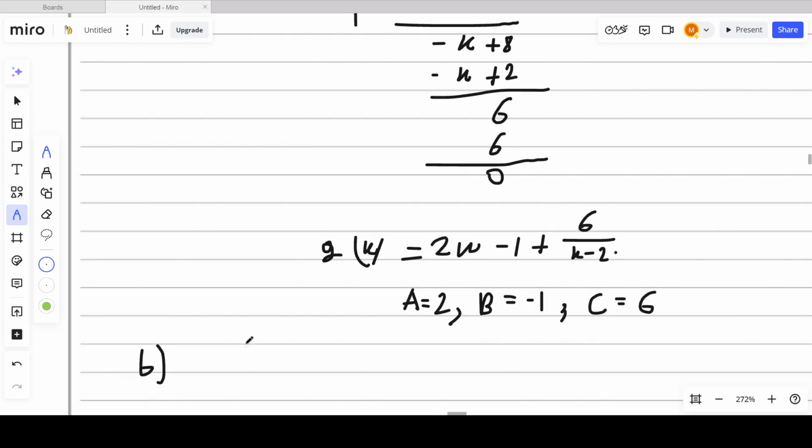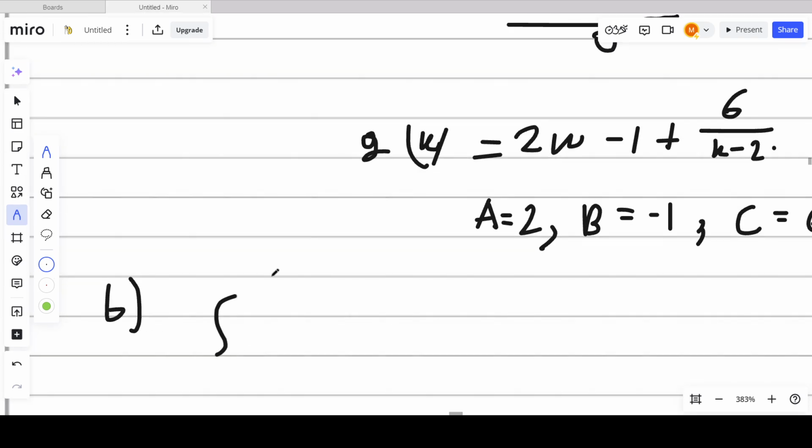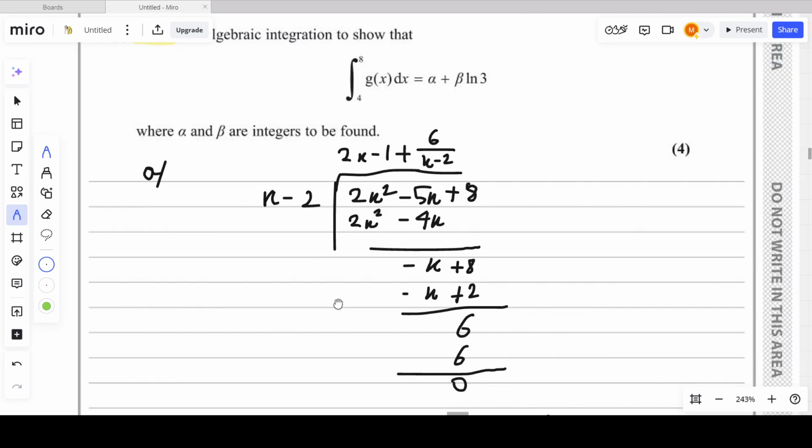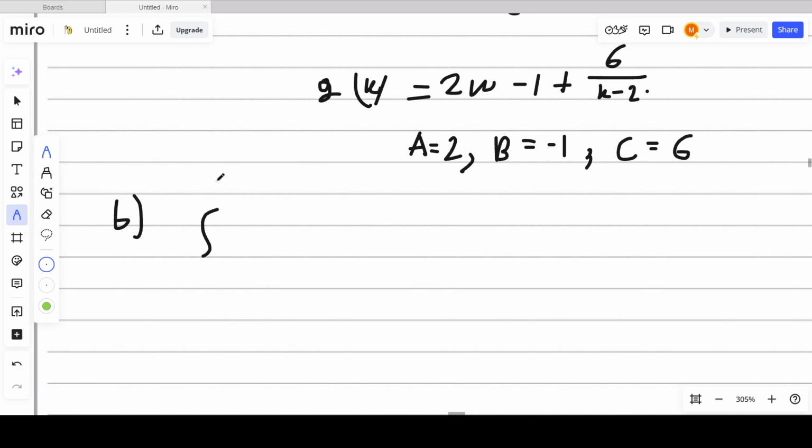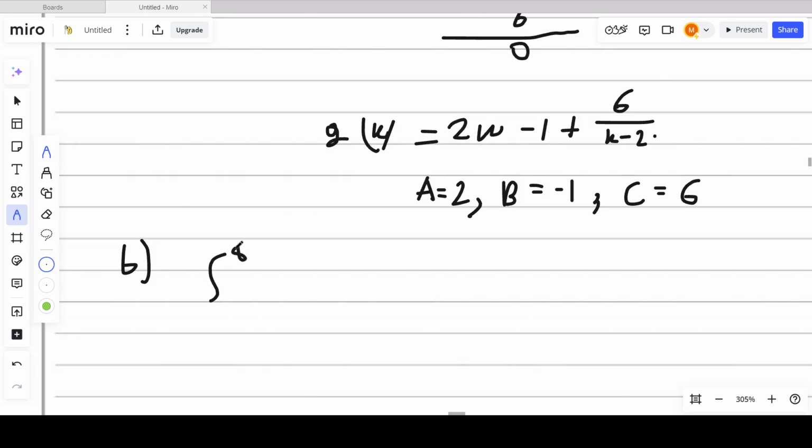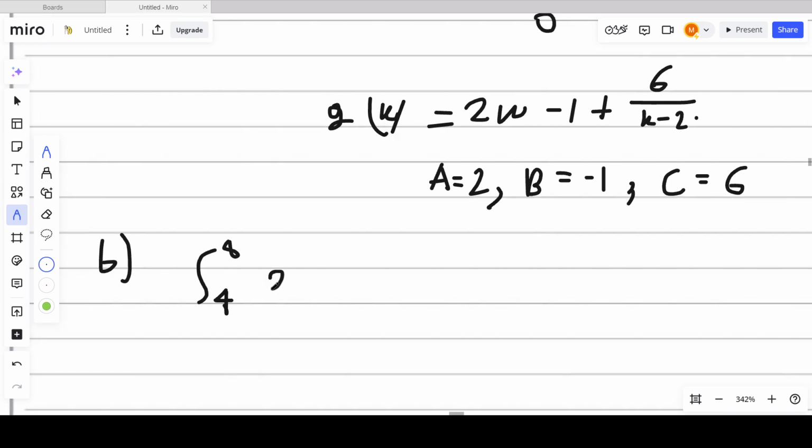So the integration: the upper limit is given as 8 and the lower limit is 4. Now put the equation of g of x, so this is 2x minus 1 plus 6 over x minus 2. We need to integrate it with respect to dx.